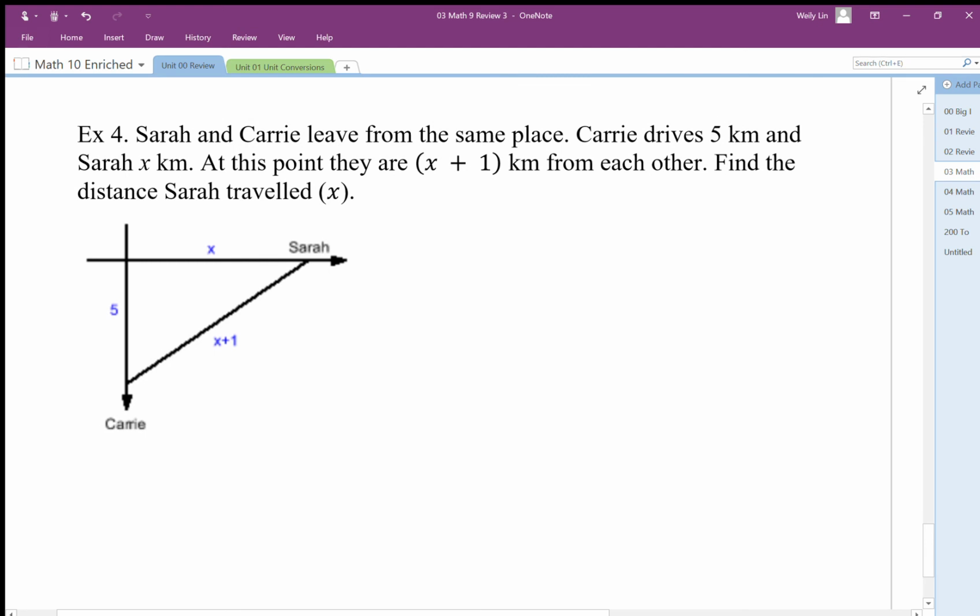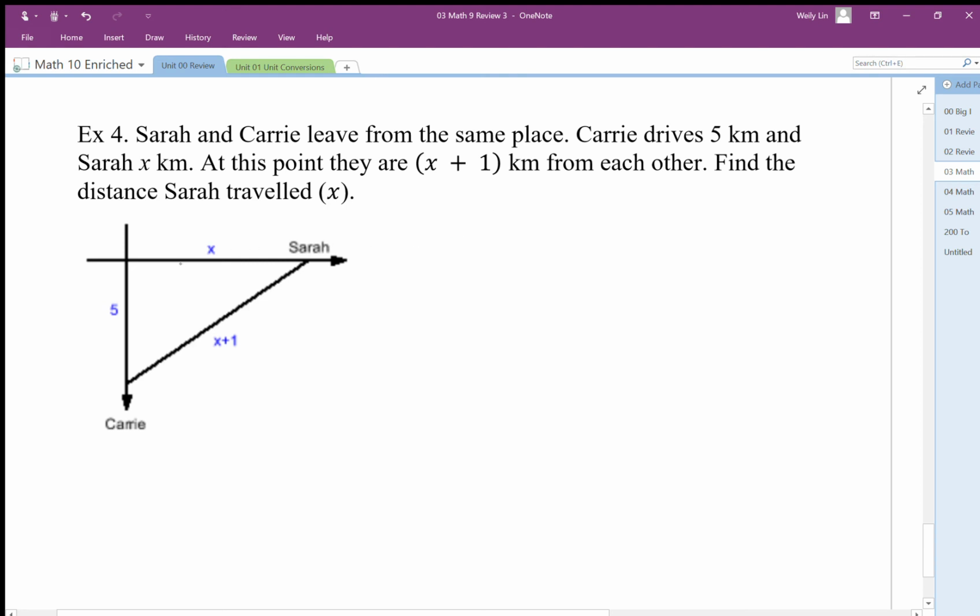So this one here we have Sarah and Carrie. They leave from the same place. So they're going this direction. Sarah's going this direction. Carrie's going down. And Carrie drives 5 kilometers south. And Sarah drives x kilometers east. Okay. And at this point, this distance along here is going to be Sarah's distance plus an extra kilometer. And so we want to find the distance that Sarah traveled. Okay, we want to find that x value.